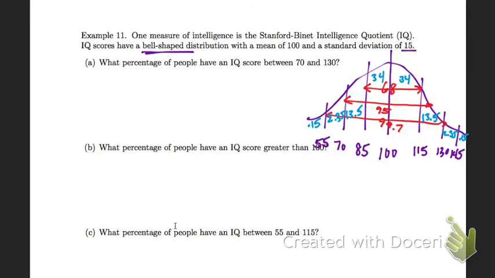Okay? Then it says, what percentage of people have an IQ between 70 and 130? Well, now the hard part is over. I'm just going to add them together. So between 70 and 130 is 2 standard deviations out. That's 95%. Greater than 130, so everything above 130, I'm going to add the 2.35 and the 0.15.